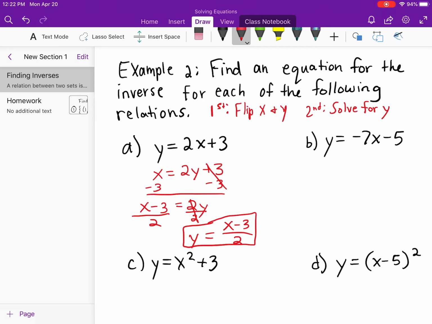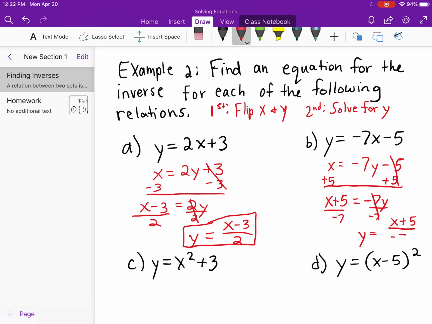Okay, let's try another one. First, flip the x and y. Make it x equals negative 7y minus 5. Then to solve for y, the next thing I should do is add 5 to both sides. Plus 5, plus 5. So that would be x plus 5 equals negative 7y. And then divide both sides by negative 7. I'm just going to write it like this. y equals x plus 5 over negative 7. That's it. That's my inverse.